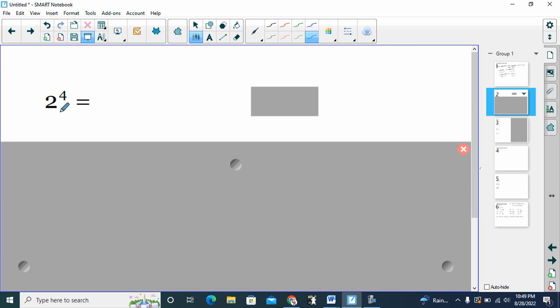So first of all, let's talk about what this notation is. This is read as 2 to the 4th. The 2 down here, this is called the base. And the 4 is called the exponent. So this is pretty clearly, of the two, exponents and roots, the exponents part.